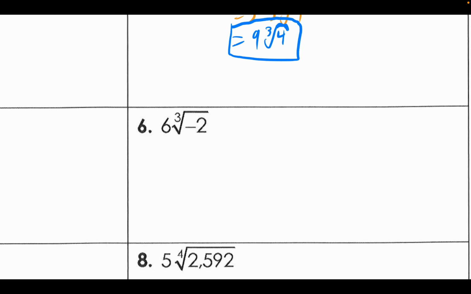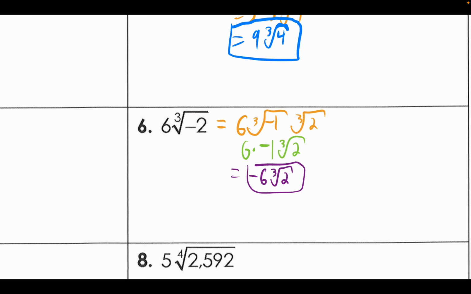On number 6, 6 times the cube root of negative 2. Negative 2, I can't simplify any further, but I mentioned that we don't want the negative inside the radical. So what we're going to do is say that the cube root of negative 2 is the cube root of negative 1 times the cube root of 2. Because now we can say the cube root of negative 1 is just simply negative 1, which is true. And that makes it so that our radicand, or the inside of the radical, is positive. And so we get negative 6 times the cube root of 2 as our answer.